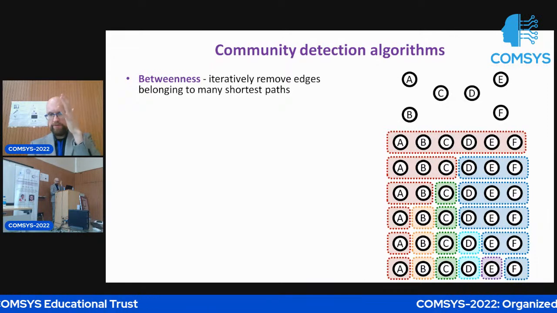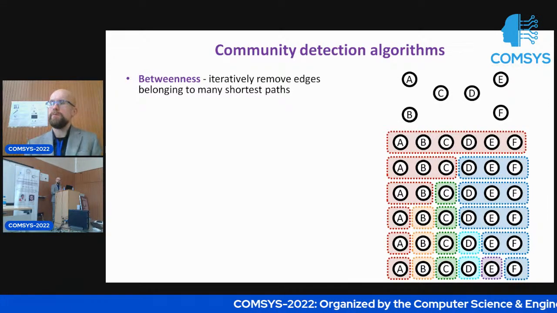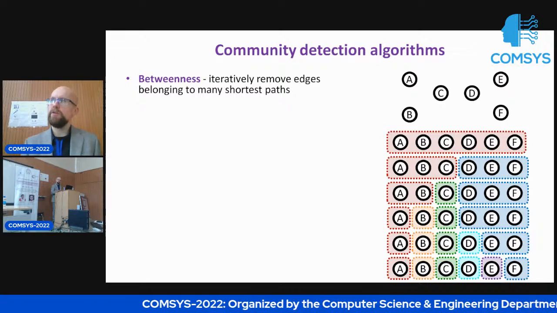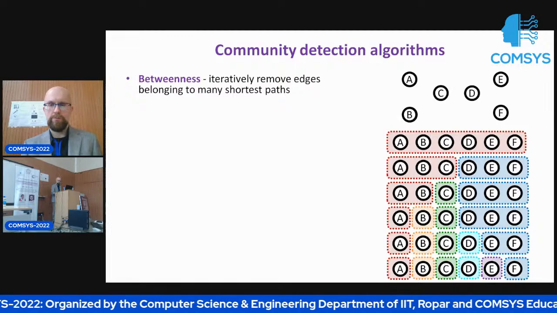So we came up with several different community structures. And which of them do we pick? Well, we picked the one with the greatest modularity because we think that modularity is a good measure of quality.